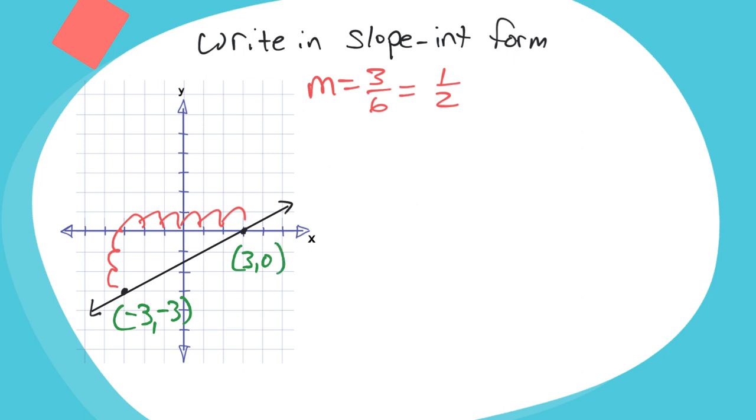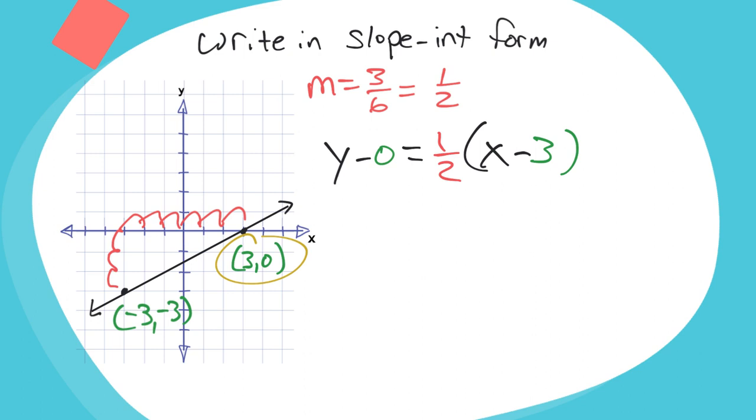So I can use either of those points and go to our point-slope form. So let's say we choose the 3, 0. I'm going to put y minus my y value, which is 0, equals the slope, which is 1/2, times x minus my x value, which is 3. Now let's go ahead and clean this up. y minus 0 just stays y, equals, distributive property gives me 1/2 x minus 3/2, also known as -1.5.